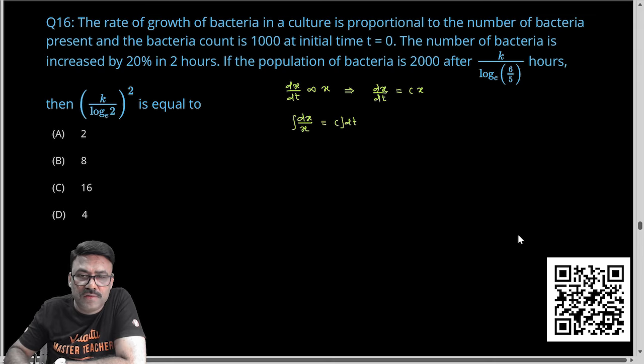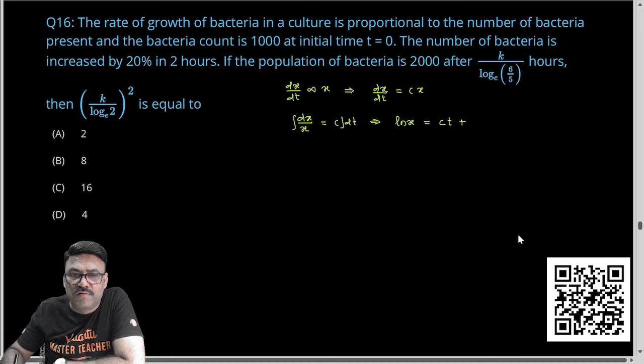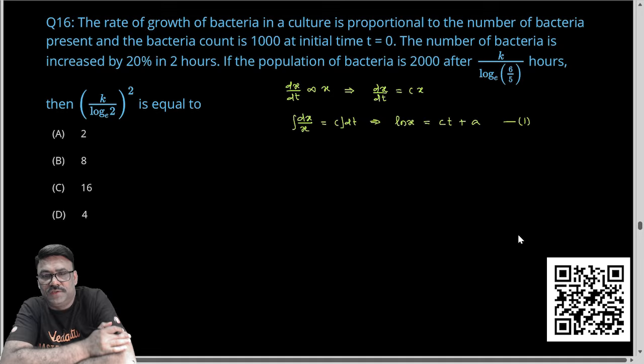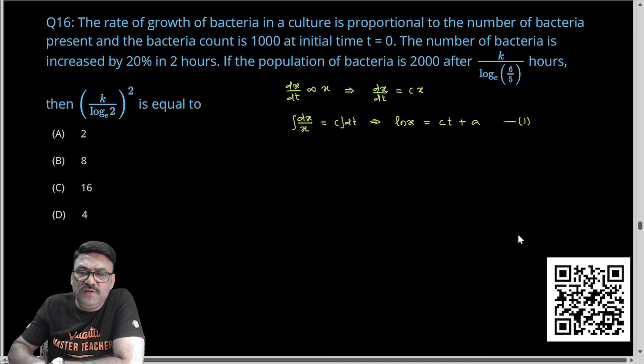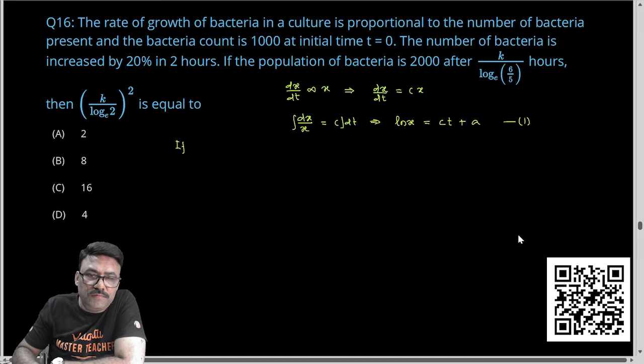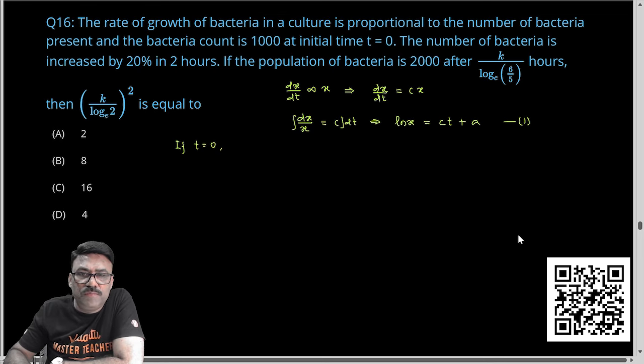If I integrate it, I get log x is equal to ct plus some constant. Let's write this constant as a. A is the constant of integration here. Now when t is 0, the population is 1000, x is 1000, so log 1000 equals a. So a is basically log 1000.